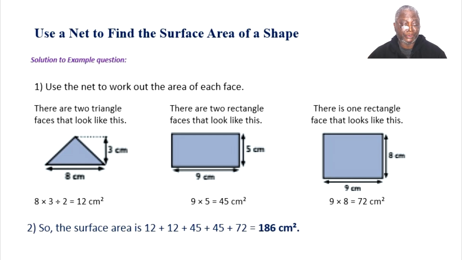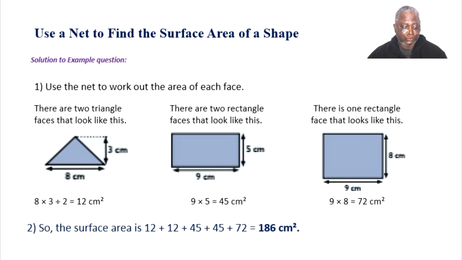That is the area of the triangle. 9 times 5 is equal to 45 centimeters squared. That's the area of one rectangle. And then 9 times 8 is equal to 72 centimeters squared, which is the area of the other rectangle.